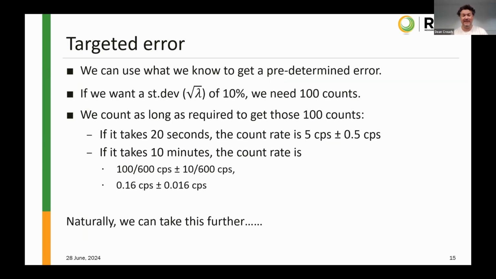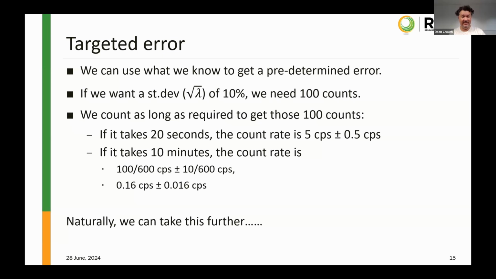The other thing we can do is we can target the error that we want. So rather than just getting what we get, we can say, well, how long do I need to be out here to get an answer to, say, 10%? Now we're going to start using some of the descriptive statistics that we mentioned before. So if I want my standard deviation to be 10%, I'm going to need a count of 100 because the square root of 100 is 10 and 10 is 10% of 100. So we count as long as we need to get those 100 counts. Doesn't matter how long it is because we're aiming at a particular error tolerance.